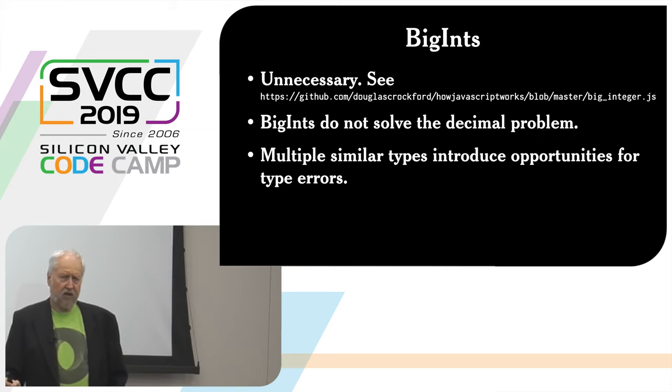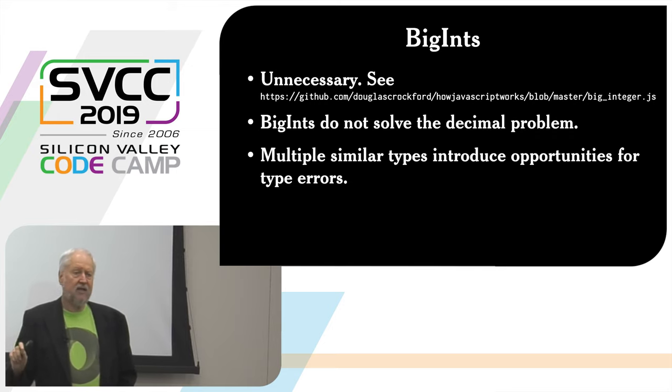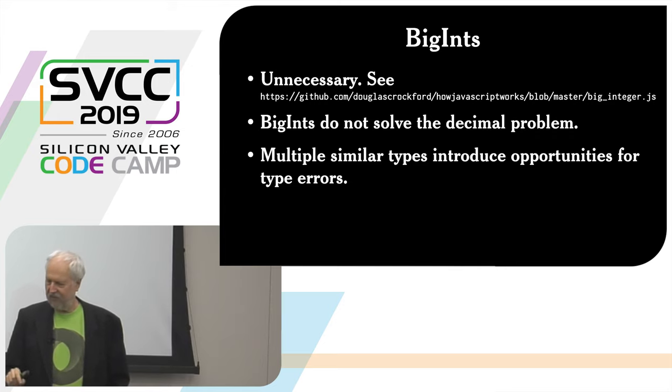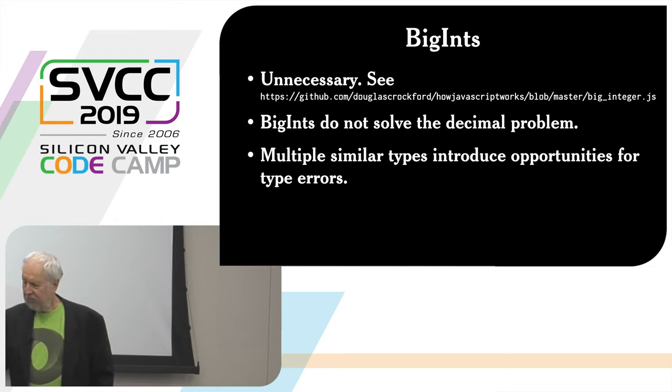There might be a performance argument, but most performance arguments are specious, and I don't agree with those. I've heard it argued that big ints will solve the decimal problem, and they do not. They don't do anything to help solve the decimal problem. And I think adding a new number type to a language with only one does violence to that language. Again, it introduces the problem, which one do you choose? And we're going to see people choosing the wrong one in lots of different ways, not understanding fully what it's all about.